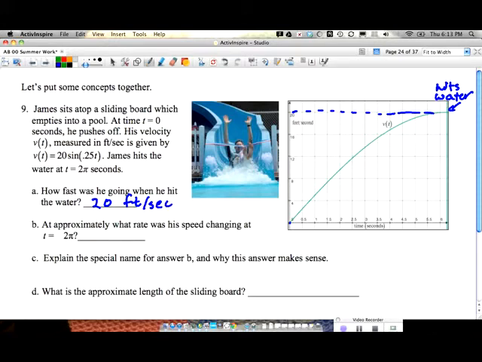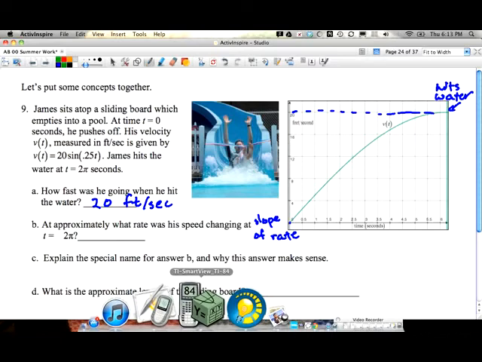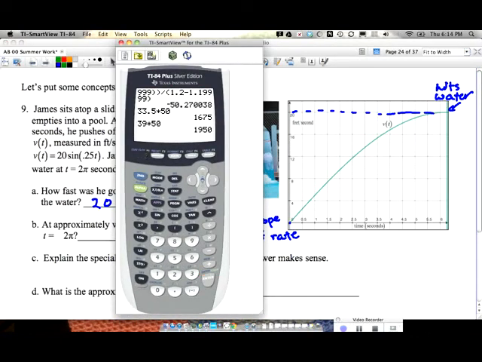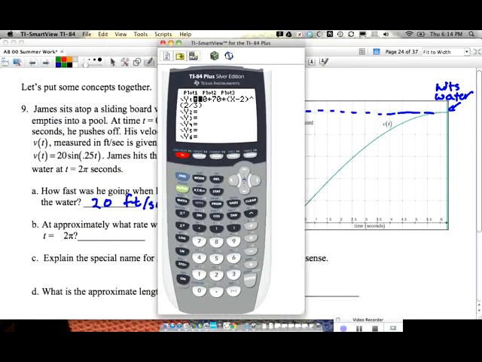At approximately what rate was his speed changing at t equals 2 pi? Well, it's asking for the slope of the rate. How fast was his rate changing? How fast was the rate of change changing? To determine that, let's use the actual function. So let's go back here to our calculator, and in our calculator we're going to type this function into our y1. We'll use it there.